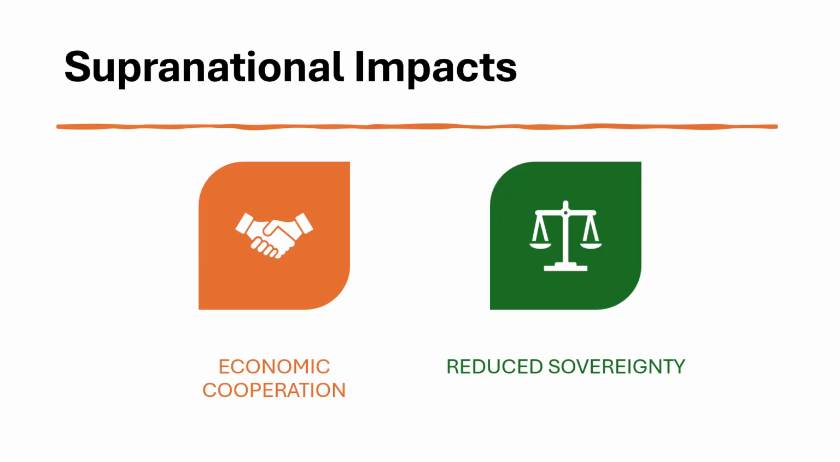Impacts of supranational organizations can be good and bad. Economic cooperation, yay, we're all working together, we're all making money. But it can also lead to reduced sovereignty. If you're in a treaty with someone and you're working together with another country, you may have to follow some rules. That's one of the reasons that England or the UK left the European Union. They didn't want to follow the rules of open borders anymore. They felt their sovereignty was being challenged.